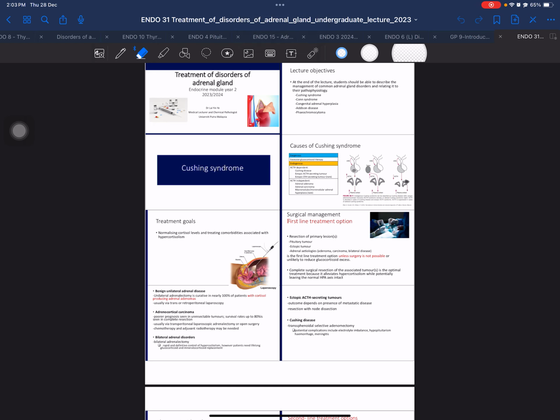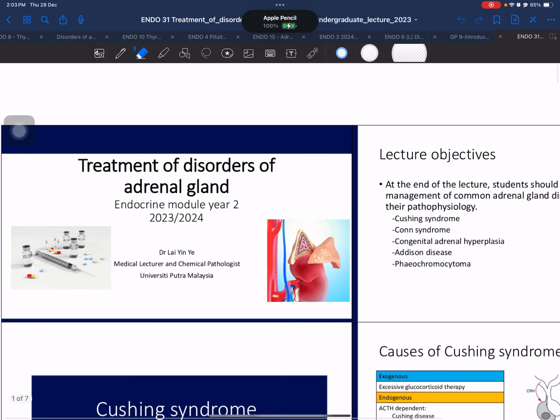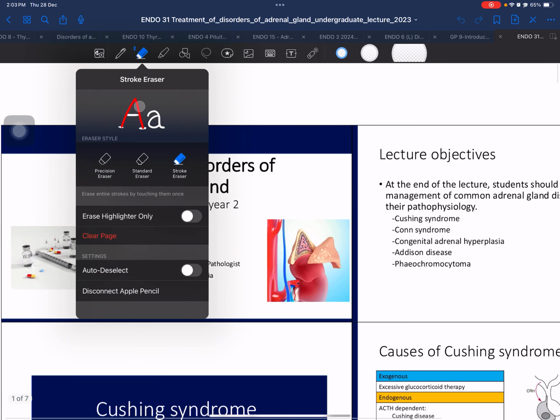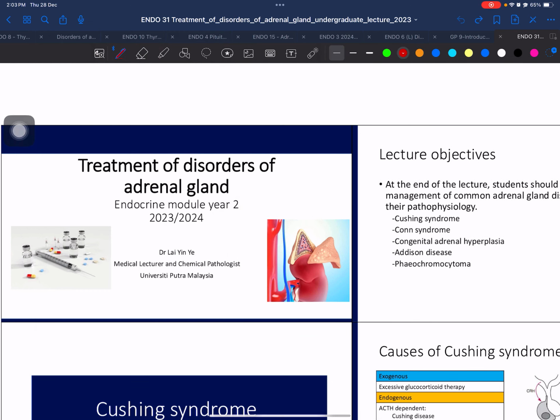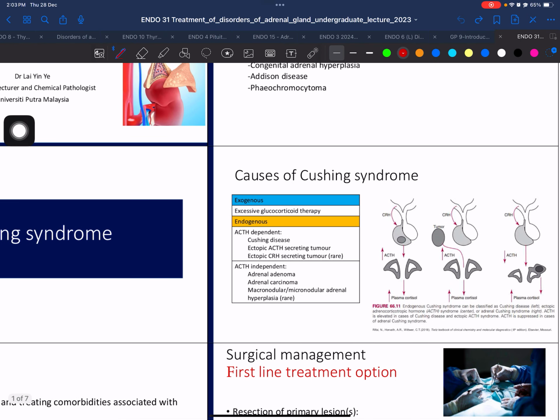The treatment goals for Cushing's are to normalize cortisol level and treat comorbidities associated with hypercortisolism. In Cushing's, there's too much cortisol, so your treatment aim is to reduce the production of excessive cortisol. Now, surgical management is the first line treatment option. Whenever possible, do surgery for the patient, under the correct circumstances.